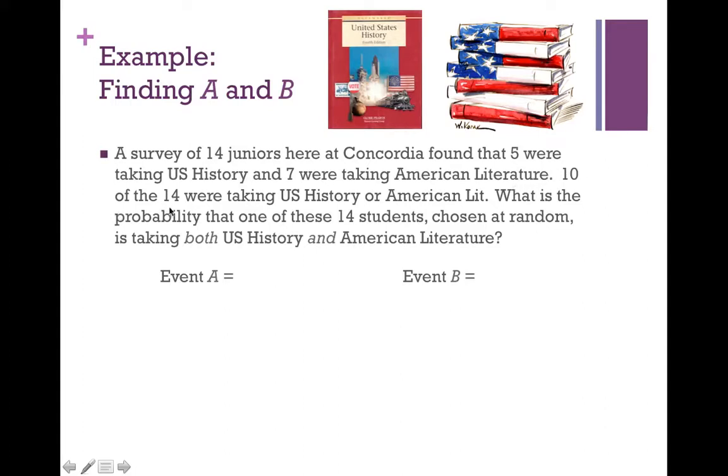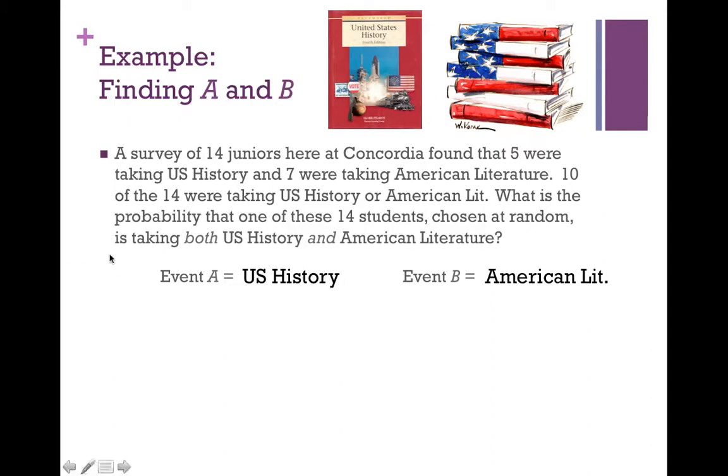10 of the 14 were taking U.S. history or American literature. What is the probability that one of these 14 students chosen at random is taking both U.S. history and American literature? So our event A in this case would be that a student is taking U.S. history. Our event B would be that a student is taking American Lit.